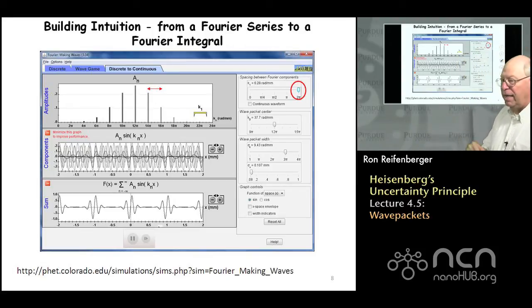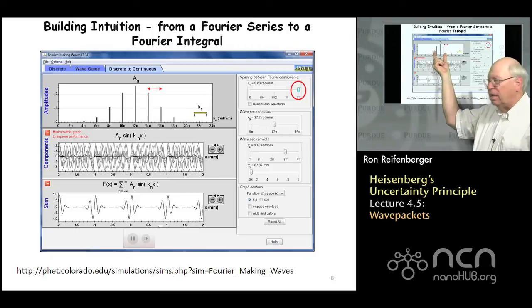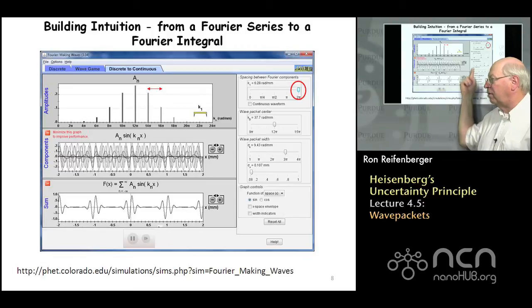What this website allows you to do is set the spread in K. So that's measuring the width of this distribution of K vectors, right? It allows you to set that, and it also allows you to set the width of the pulse in X space, right, with this slider. So these two things can be adjusted.